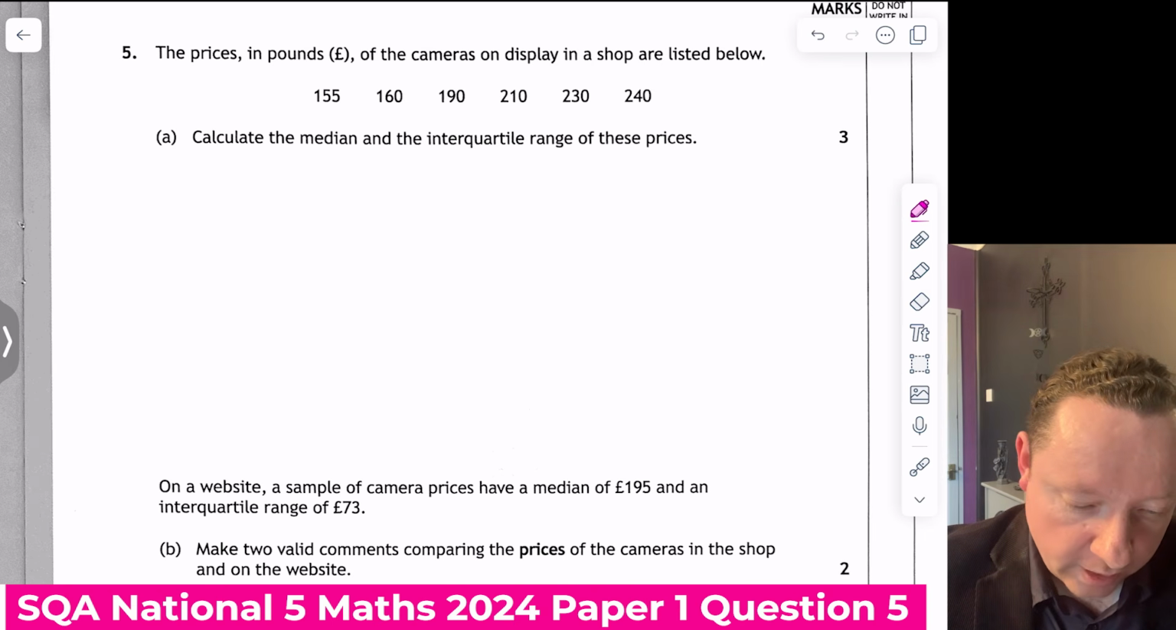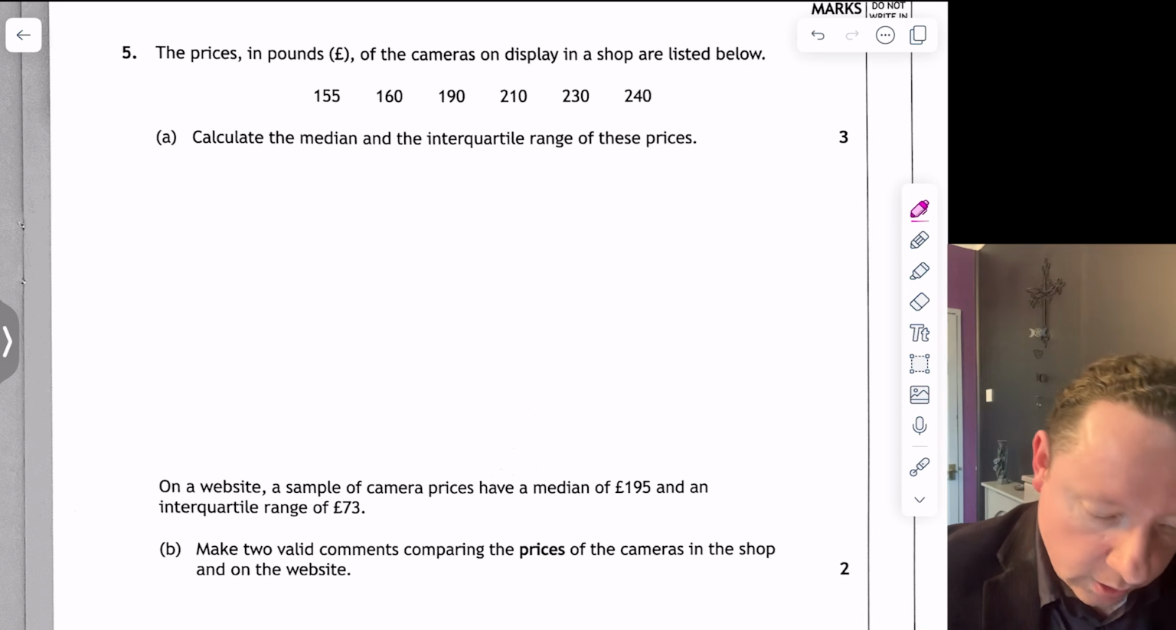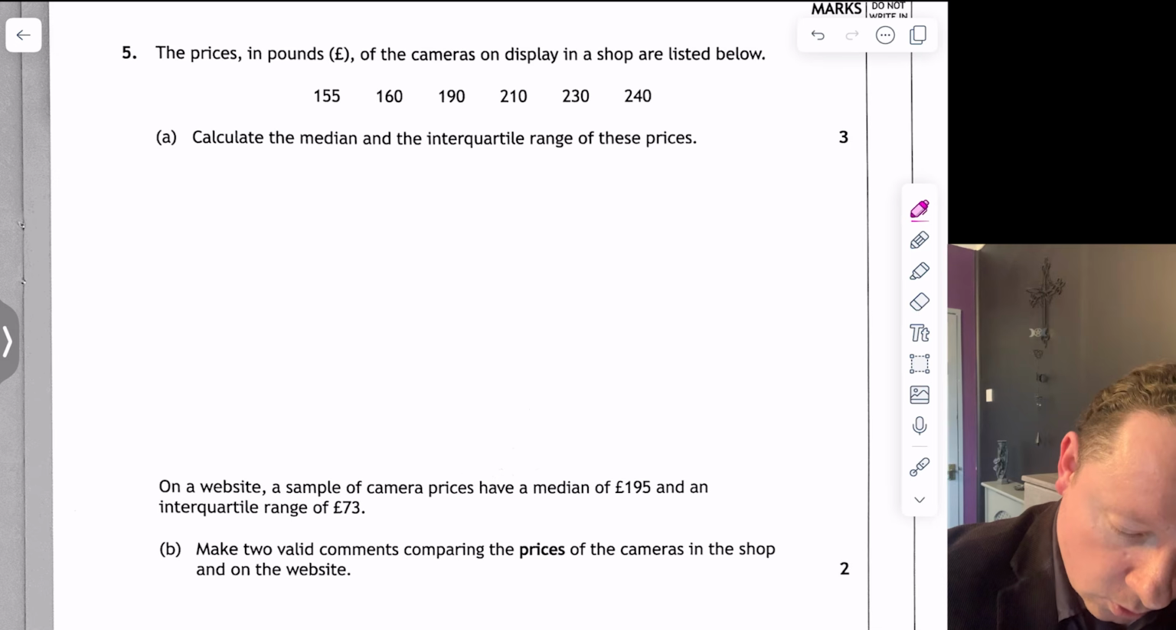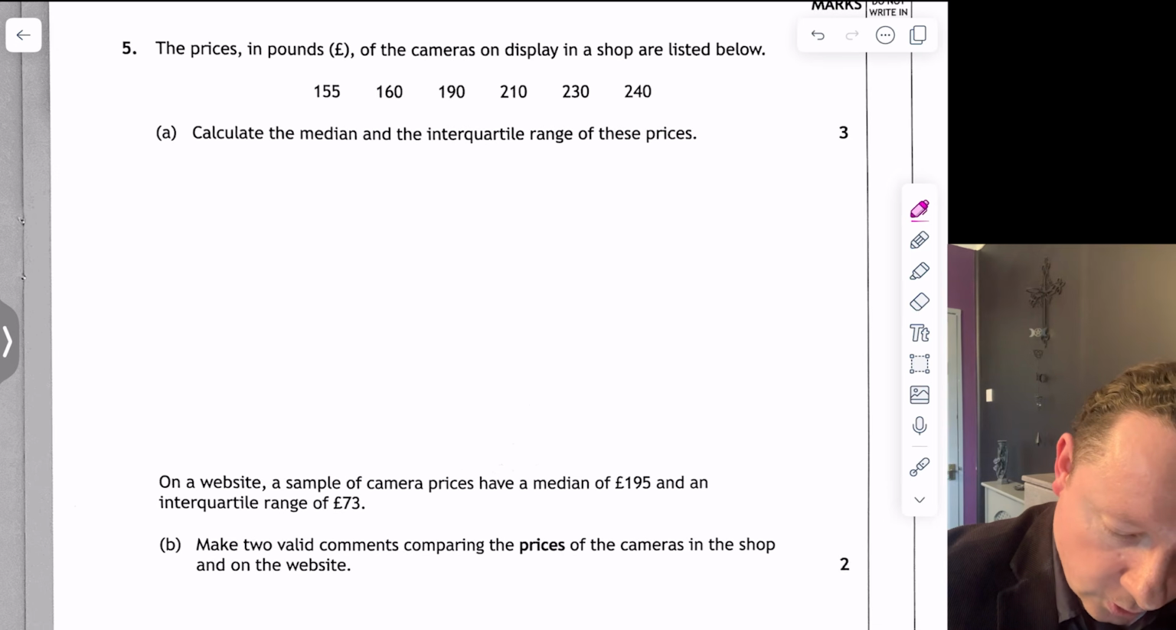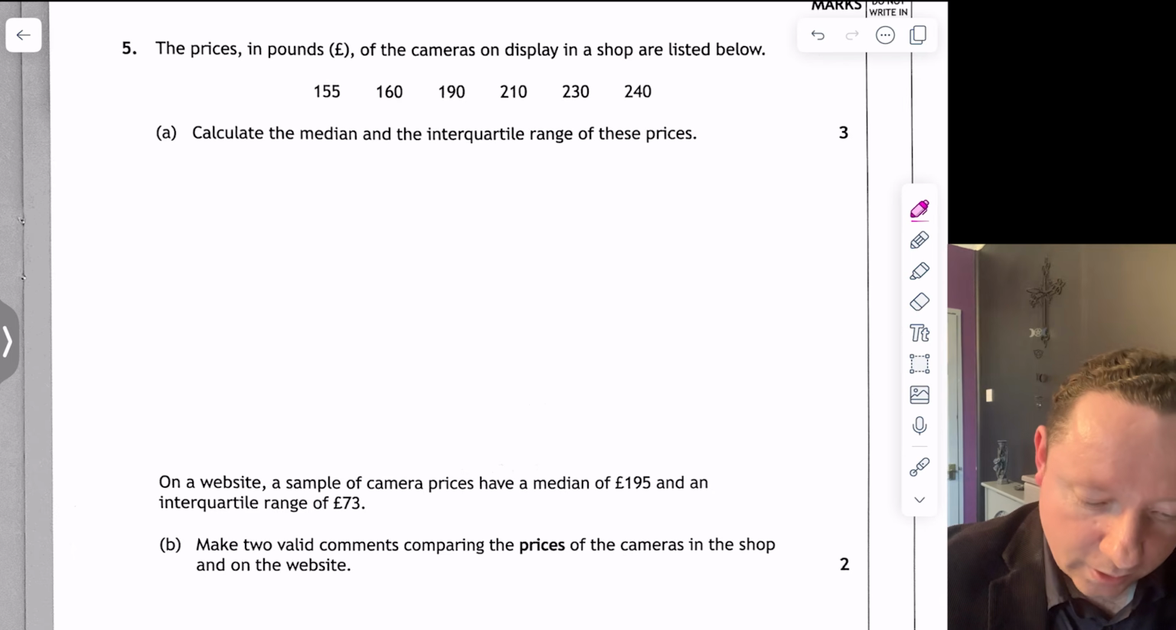SQA National 5 Maths 2024, Paper 1, Question 5. The prices in pounds of cameras in a shop are displayed below. Find the median and interquartile range. So median and interquartile range means we put them in order. So let's just put them in order. 150, 160, 190, 210, 230, 240. Oh, that's nice, they're already in order for us. So the median's the one in the middle when they're in order.